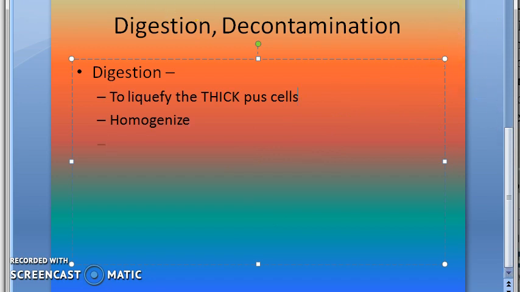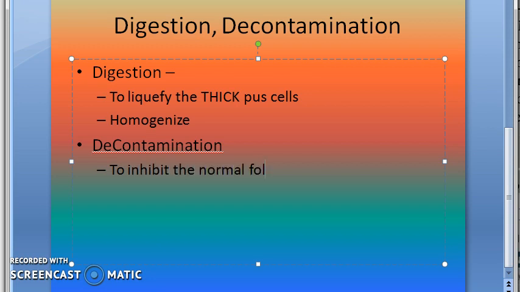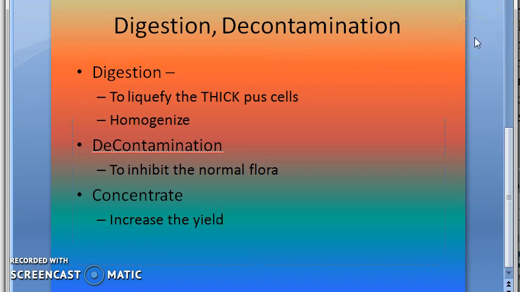Now you want to decontaminate it. Decontamination is to inhibit the normal flora. Basically, there will be so many types of things, especially in sputum, so you want to inhibit the normal flora. That is why you will decontaminate it, and then you want to concentrate it. Why do you want to concentrate? Obviously to increase the yield, right? You want to have more bacilli, hopefully. Understood? Now is this much clear?